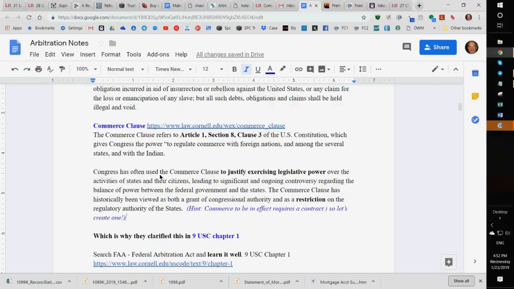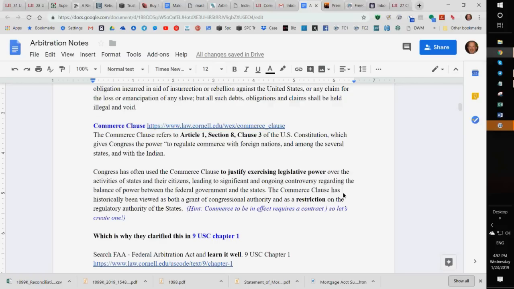Again, Congress has often used the Commerce Clause to justify exercising legislative power over the activities. This came right off of the website Cornell Law. It's just a comment they wrote, but it's interesting they wrote this comment because we all hear about it all day long, and they call you a sovereign citizen for bringing it up, and there it is on their website. Congress has often used the Commerce Clause to justify exercising legislative power over the activity of states and their citizens, leading to significant and ongoing controversy regarding the balance of power between federal governments and the states. Darn right they do. That's a big problem we have.